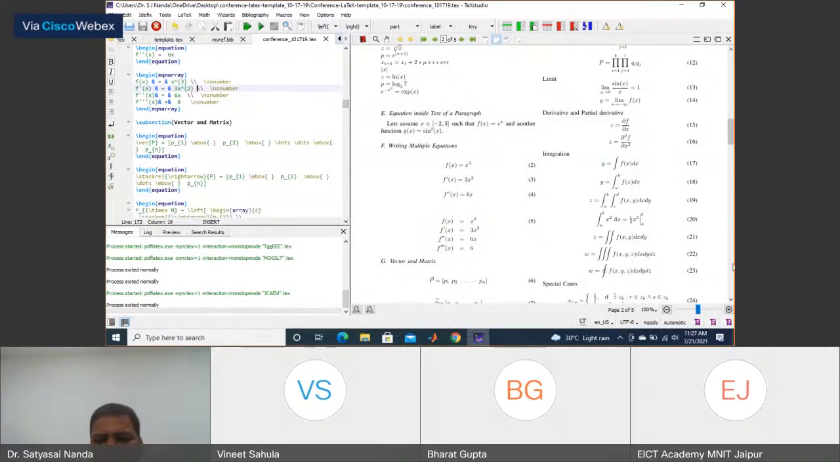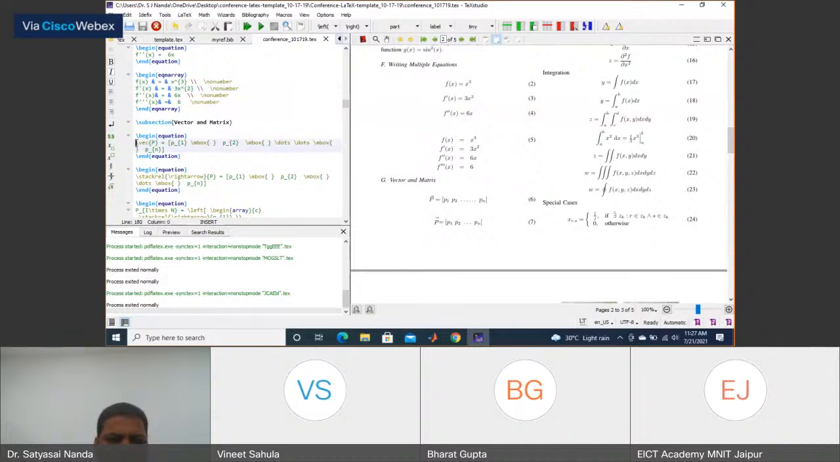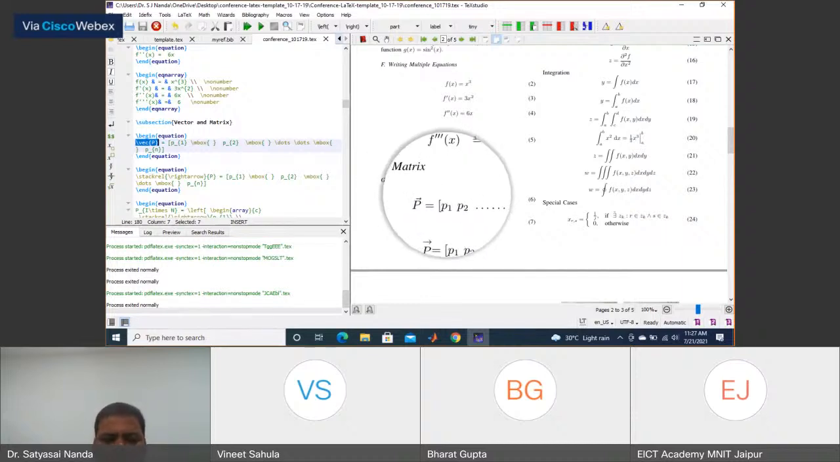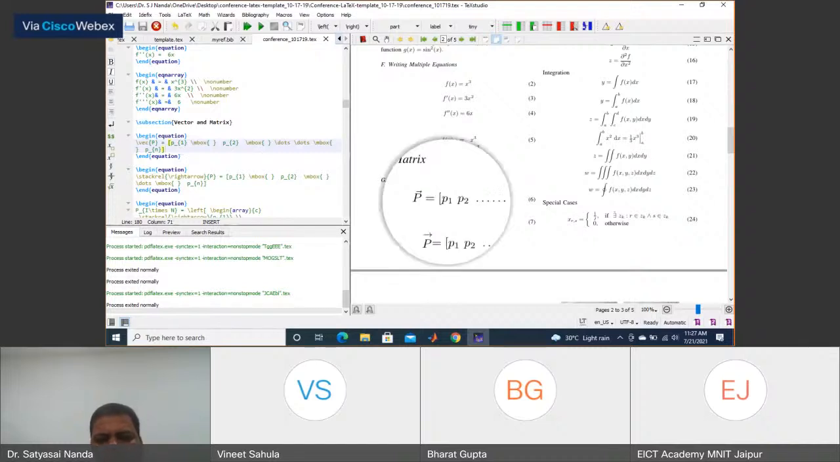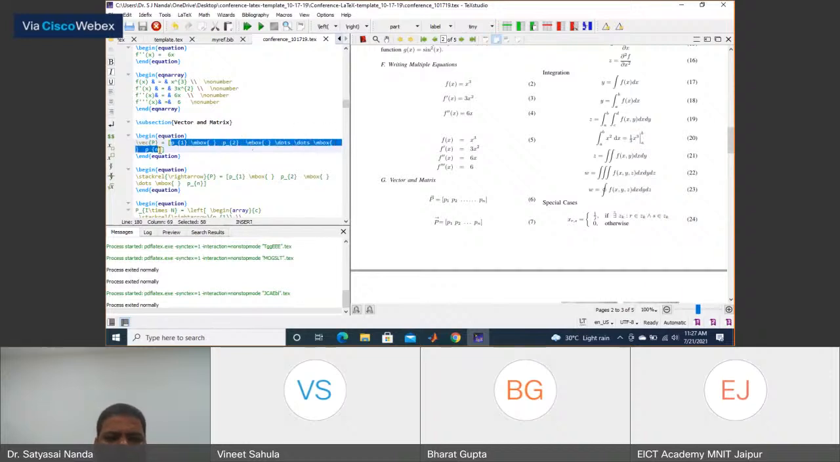So vectors can be represented by this particular equation. Suppose I want to write a vector like p with an arrow above it, I can use \vec p. This is the vector representation of p, which can be represented over here by P1, P2 and so on up to Pn. So I have used P underscore 1, P underscore 2 and P underscore n.